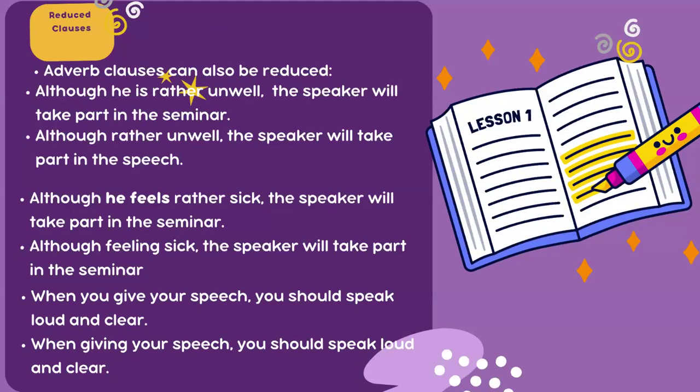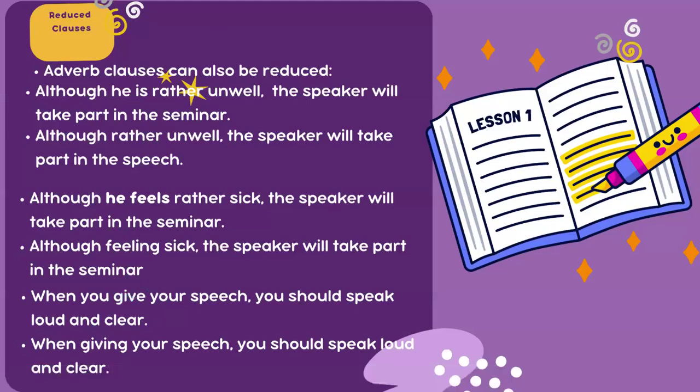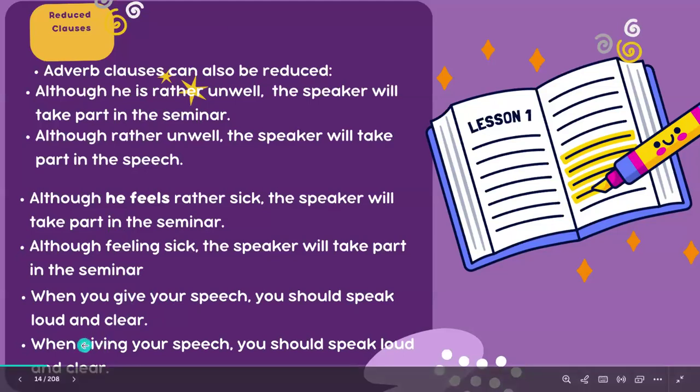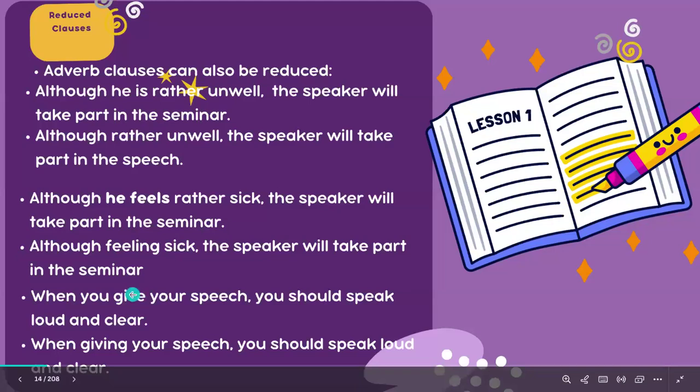Let's see this other example. When you give your speech, you should speak loud and clear. Again, I don't have a form of verb be, but I can still make a reduced clause. When giving your speech, you should speak loud and clear. Again, I used a present participle to form my reduced clause.